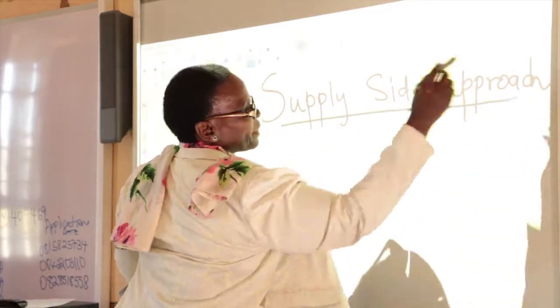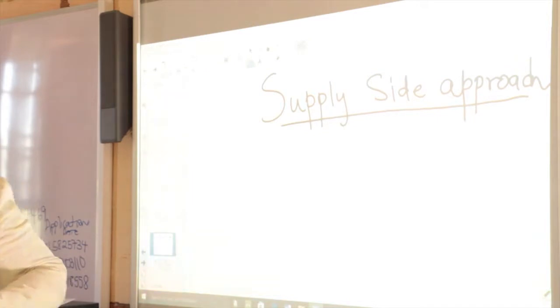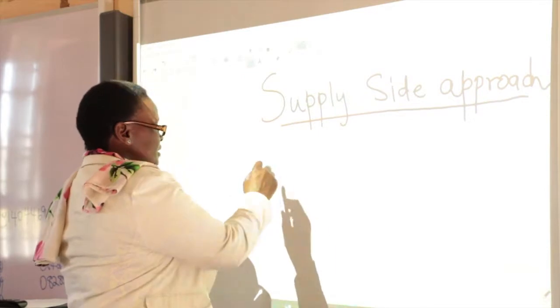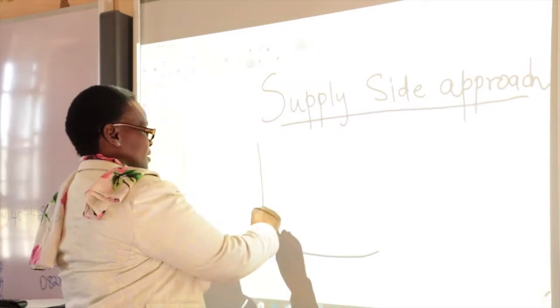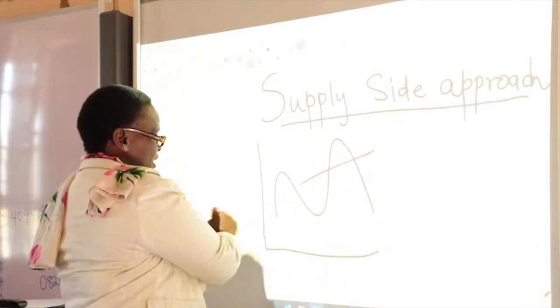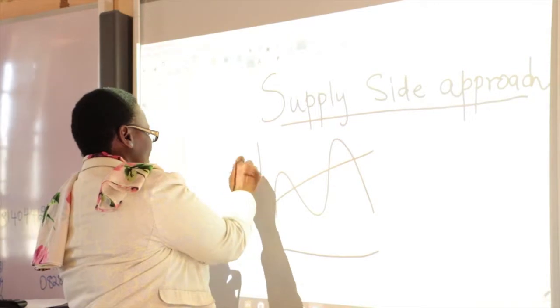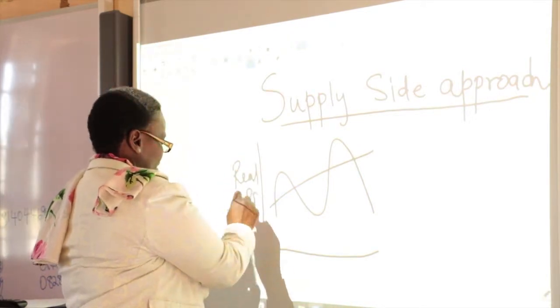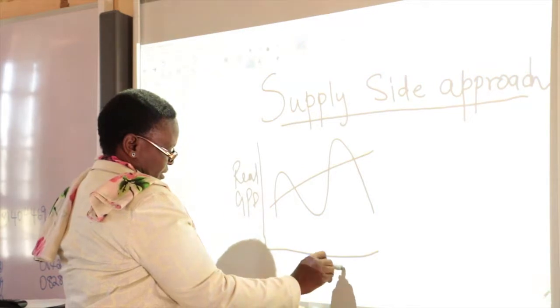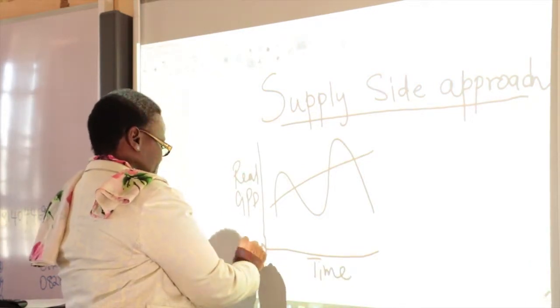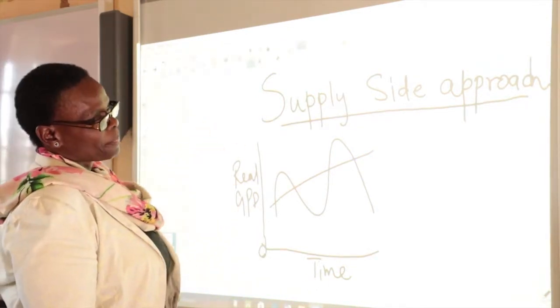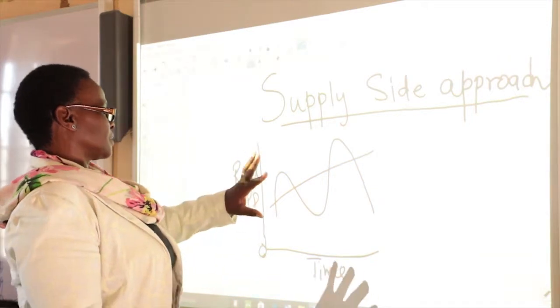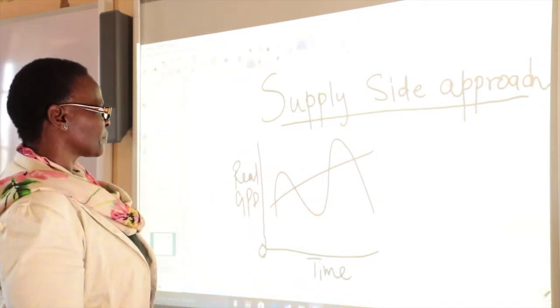Also, we would like to integrate. Remember, with our business cycles, we wanted to smooth real GDP over time. The objective of applying the supply side approach was to smooth, to fine-tune the economy.